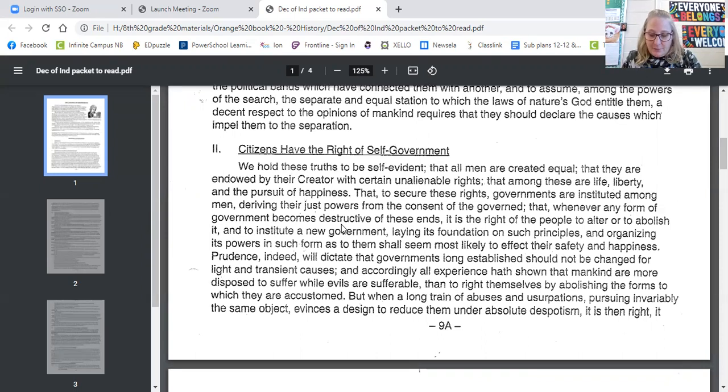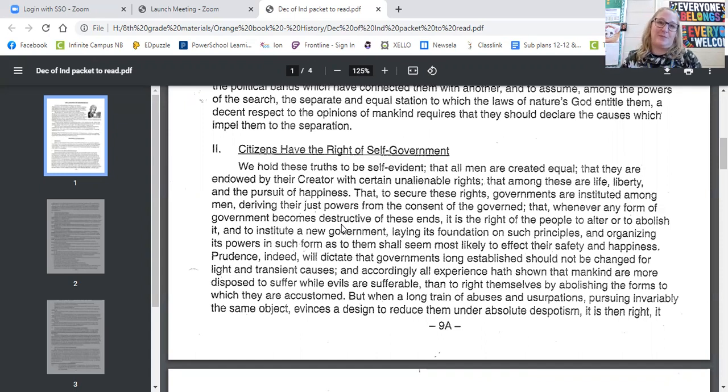It is the right of the people to alter or abolish it and to institute a new government. Highlight that part. In other words, it's the right of the colonists to get rid of and break off this relationship and to go find another one, okay? To get rid of this government, this king who's bossing them around, this parliament who's telling them what to do, and to get rid of that and start their own government.